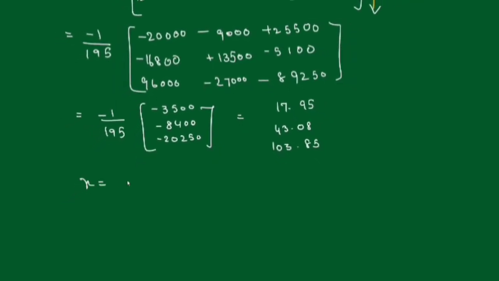X is equal to 17.95, that is 3500 by 195. Y is equal to rupees 43.08. Z is equal to 103.85 rupees.